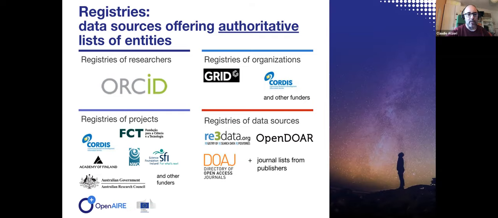So the concept is that from this particular type of data sources, OpenAIRE acquires information that is non-ambiguously identified, and the identification of the identity, as we shall see in next slides, is going to be a central point in the construction of the graph.